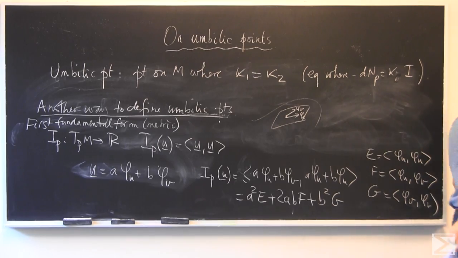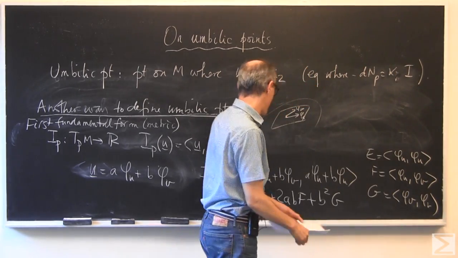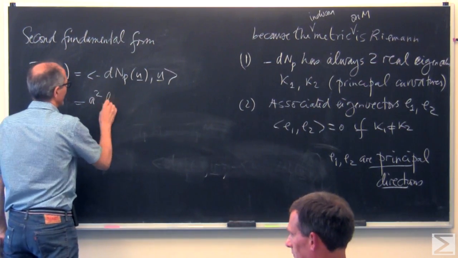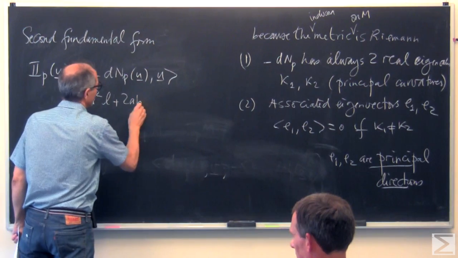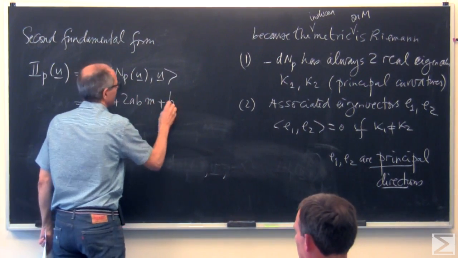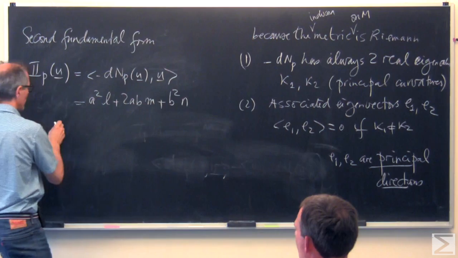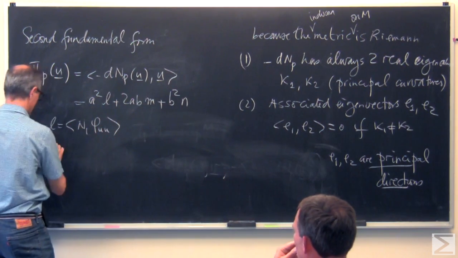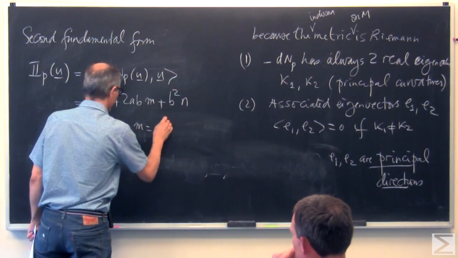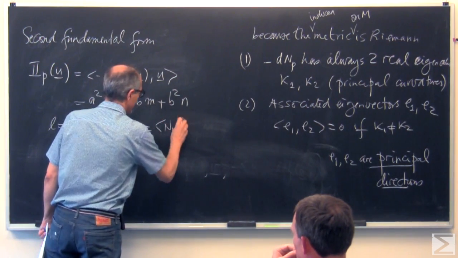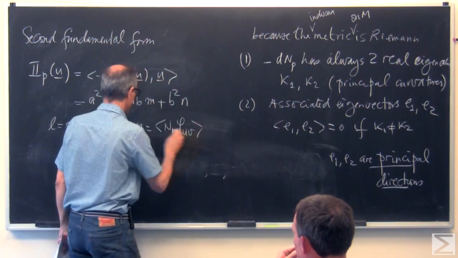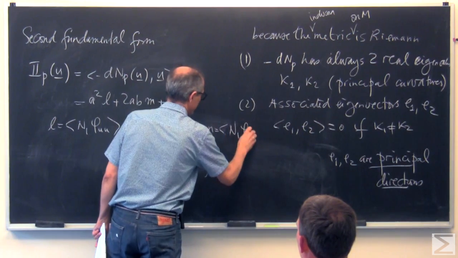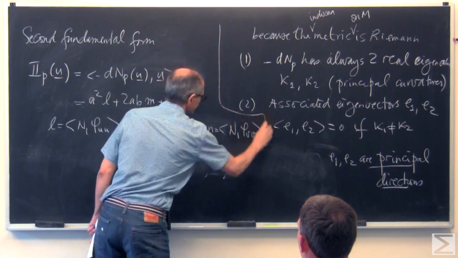Okay, so now the second fundamental form, same thing. It's a quadratic form. And you can use the same trick, and you can write it as a squared L plus 2ab M plus b squared N, where L is equal to N dot phi uu, M is equal to N dot phi uv, and N is N dot phi vv. Okay.